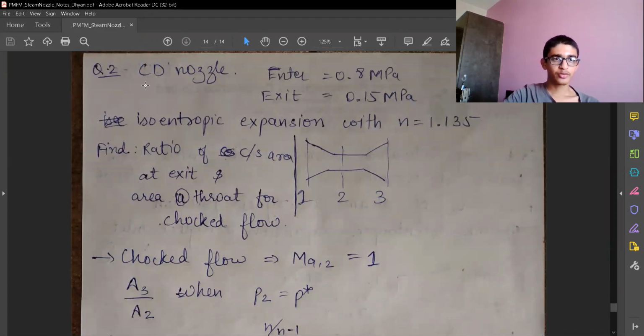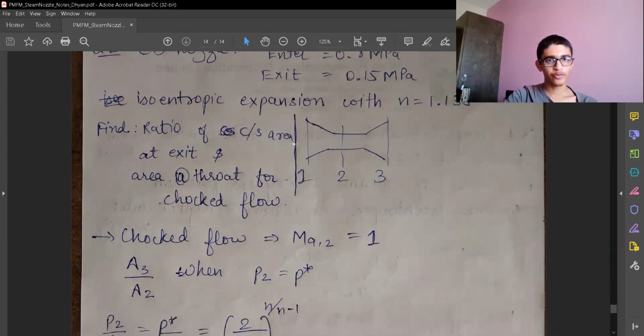The second question is related to a converging diverging type of nozzle, which is a CD nozzle. It may not be written explicitly everywhere; it can be directly written as CD nozzle. So my entry is at 0.8 megapascal. My exit is 0.15 megapascal. We have isentropic expansion with polytropic index n equal to 1.135, which is directly given to us.